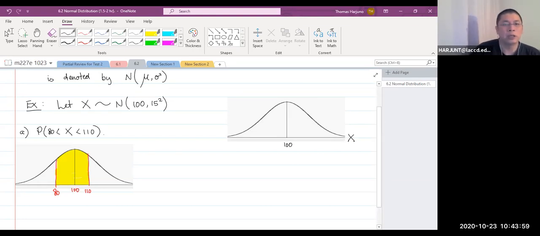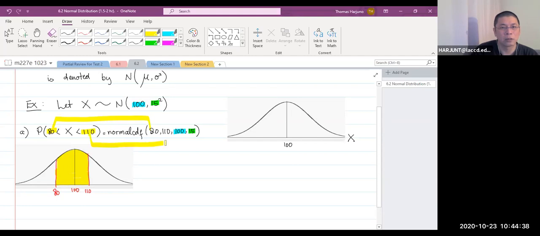Then the notation will be normal CDF, 80 for the lower fence, 110 for the upper fence. The mean is not 0 anymore. Right now the mean is 100, and the standard deviation 15. The mean, the standard deviation, while the lower fence, upper fence are here. Then you use your calculator.